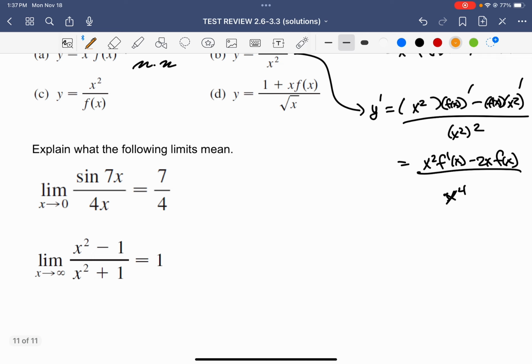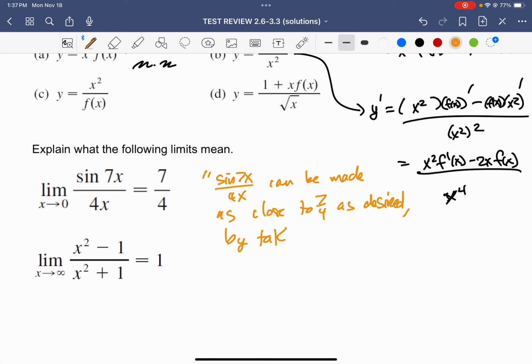Then if we come in here, it says, what do these mean? Well, the first one means that sine of 7x over 4x can be made as close to 7/4 as desired by taking x sufficiently close to 0.